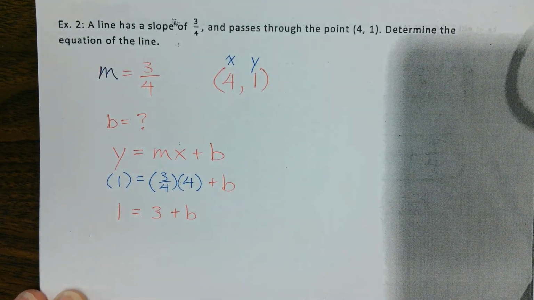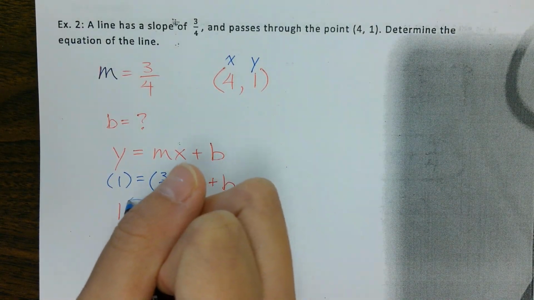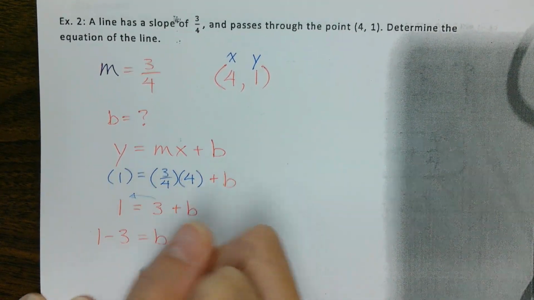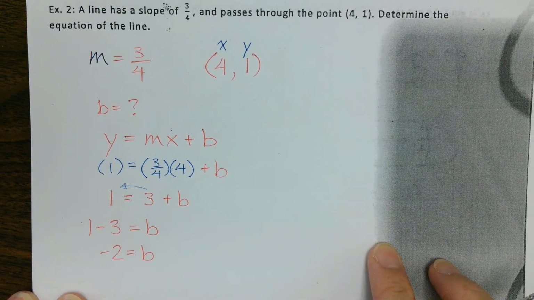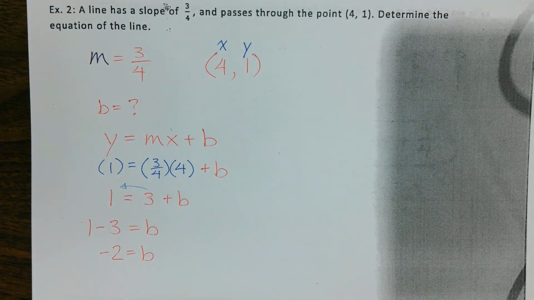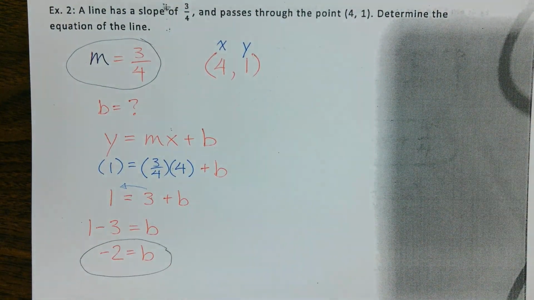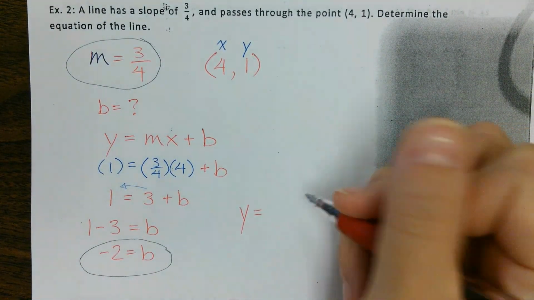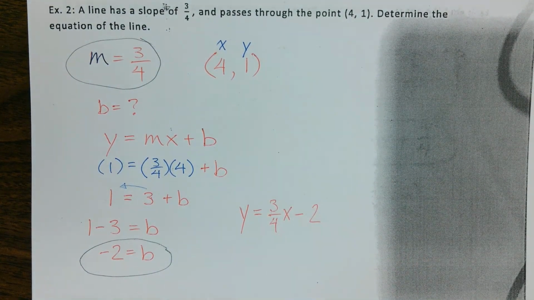And then to solve for b, move the 3 over by subtracting. So 1 minus 3 equals b. So b is negative 2. Okay, so there we go. We have m. We have b now. And so what is my equation? Good job.